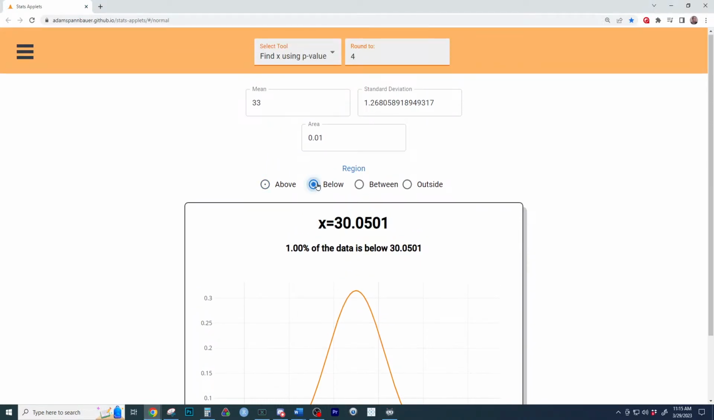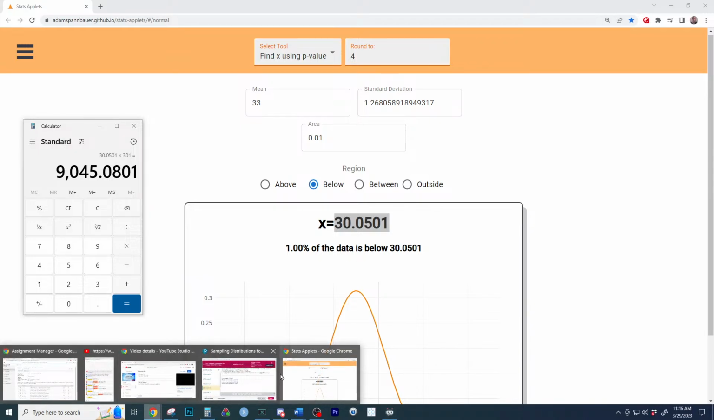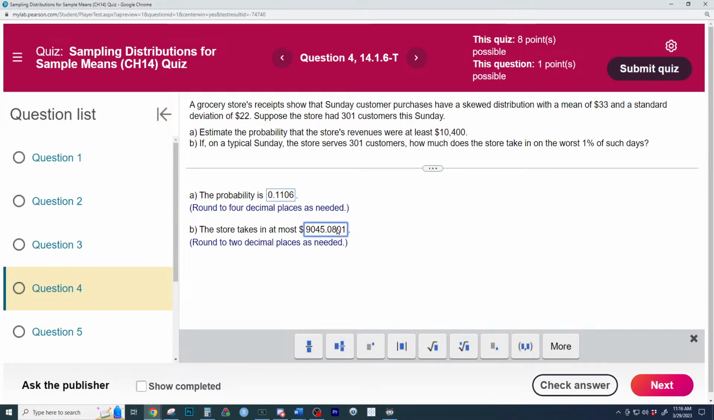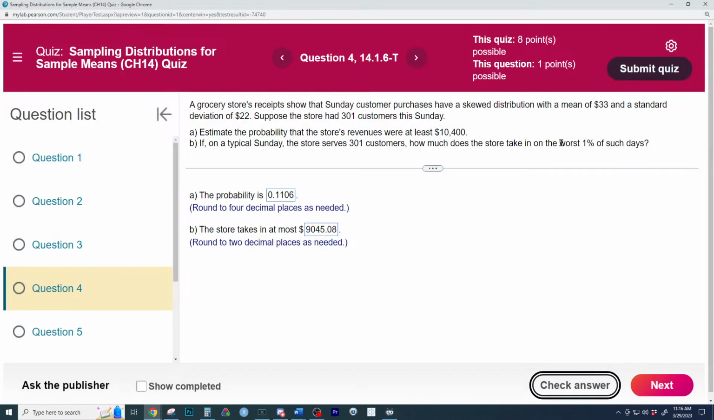So now we need to go over here to the below. Went too quick on that one. The worst 1%. So now we need to multiply the worst 1%. And there we go. So I was like, what did we do wrong? I thought it said the best, but it was the worst. So be very careful. The worst is going to be on the left side of the curve, and the best is going to be on the right side of the curve. I thought it said best.